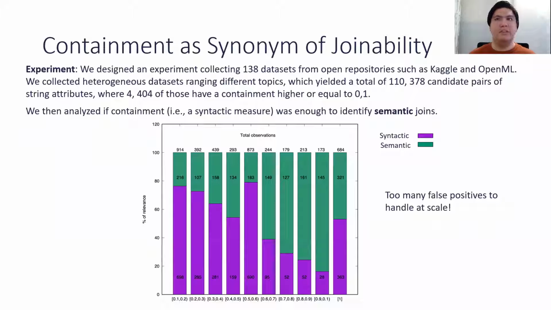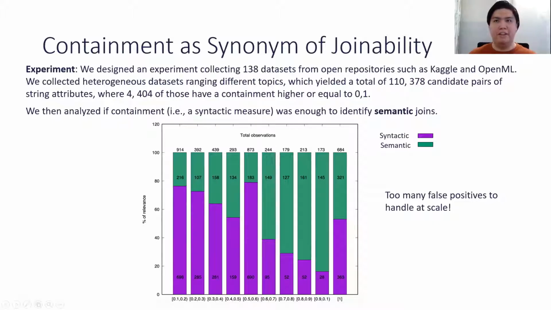We designed an experiment collecting 188 datasets from open repositories, with different topics, to see if containment similarity would be enough to identify semantic join relationships. So we computed all possible combinations between all the attributes to compute their containment similarity.